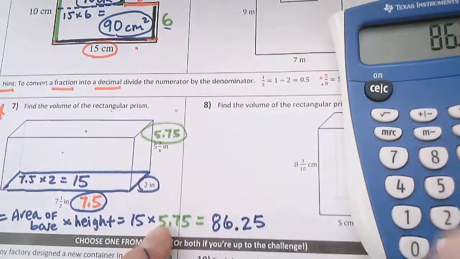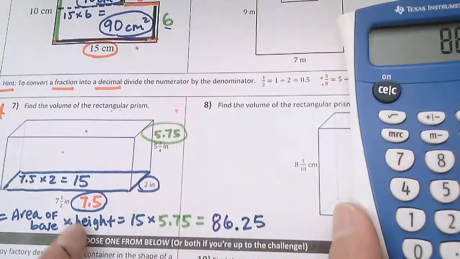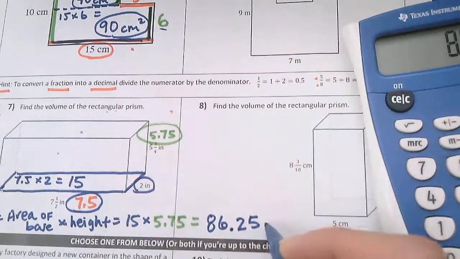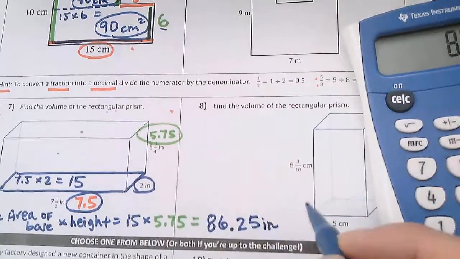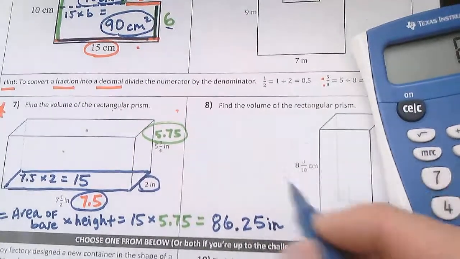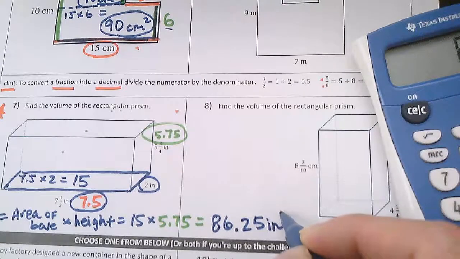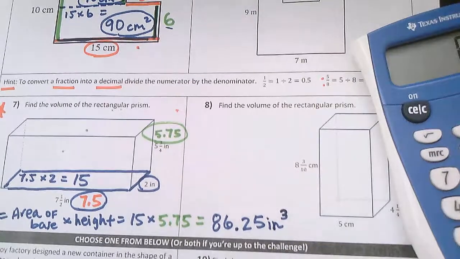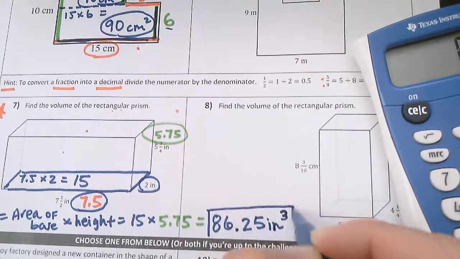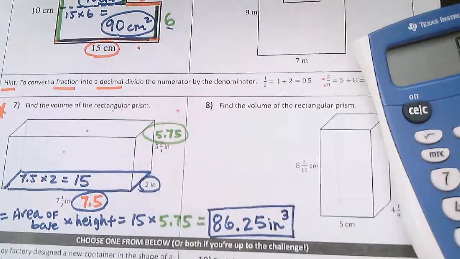So our volume, which was the area of the base times the height, or 15 times 5.75, is 86.25. And now what are our units? Well, we're measuring in inches here. And since it's volume, it's like square cubes, or I mean cubic units. So it's inches cubed, which means we put a 3 up top. So the volume is 86.25 inches cubed.